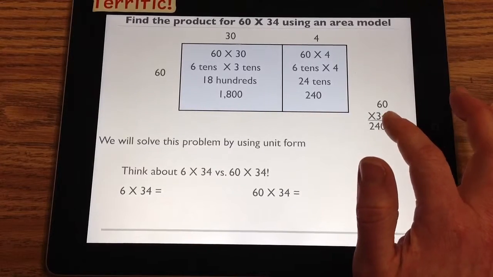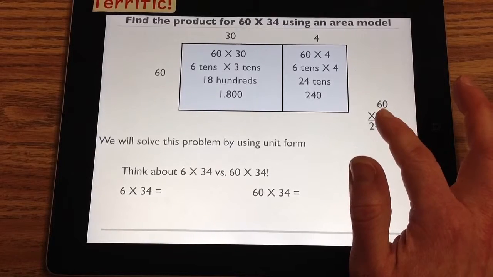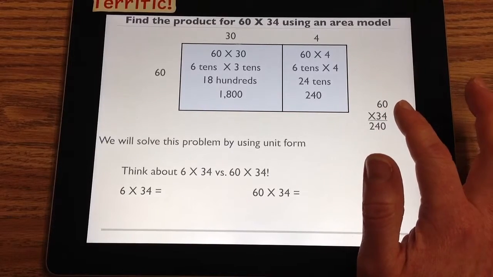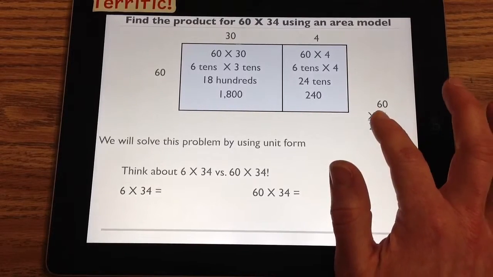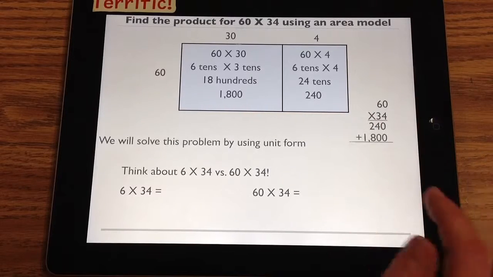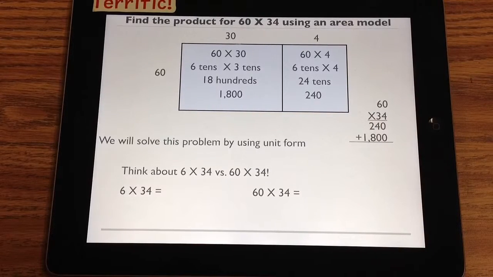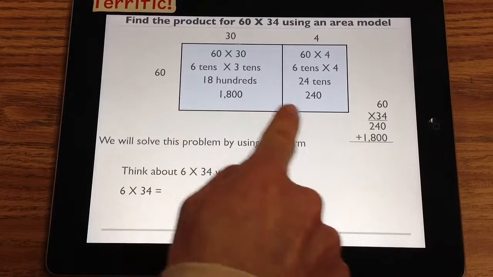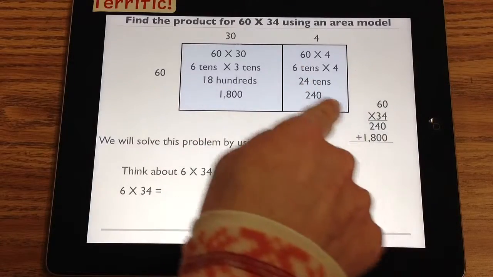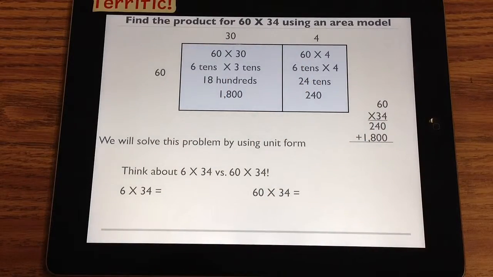Then I look at my 3. 3 tens times 0 is still 0. I'm not writing it. But 3 tens times 6 tens is 18 hundreds, because 10 times 10 is 100. Do you see the connection here? 240, 1800. If I add them up, I get 2040, which is what I got before. That's what we'll be doing today.